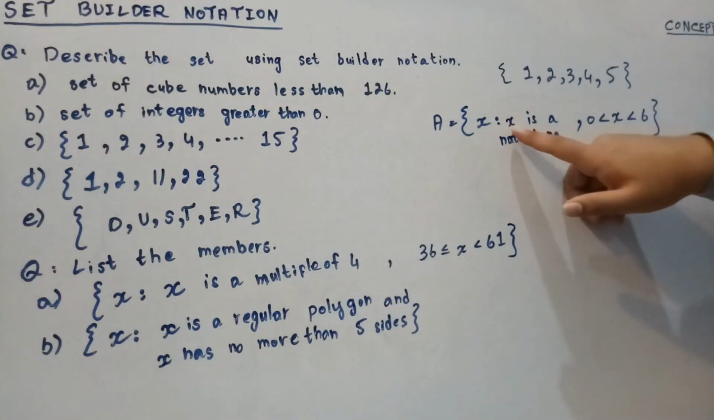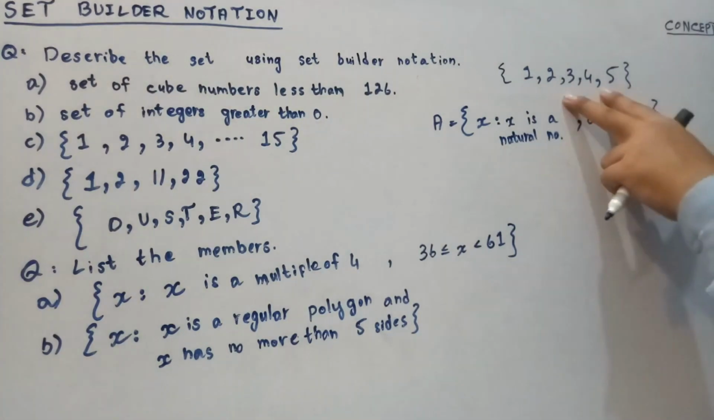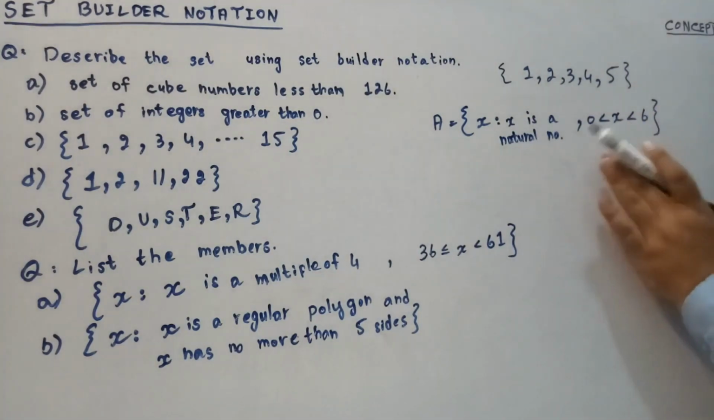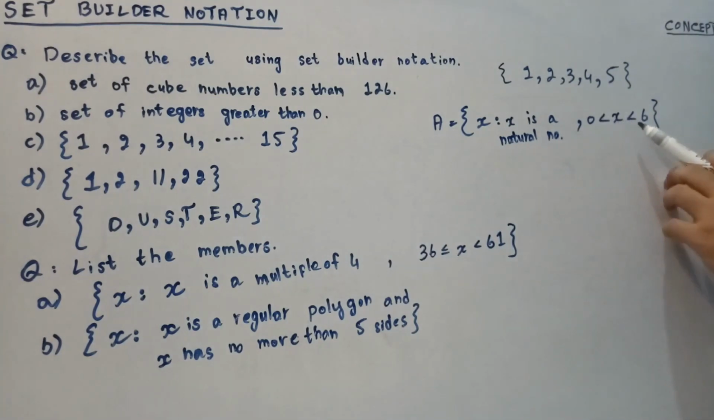First of all, here you can see x is a natural number. Okay, x belongs to natural numbers. These are all natural numbers. So here it is a set of natural numbers, and the natural numbers in this set include 1 to 5, which means x is the element here.